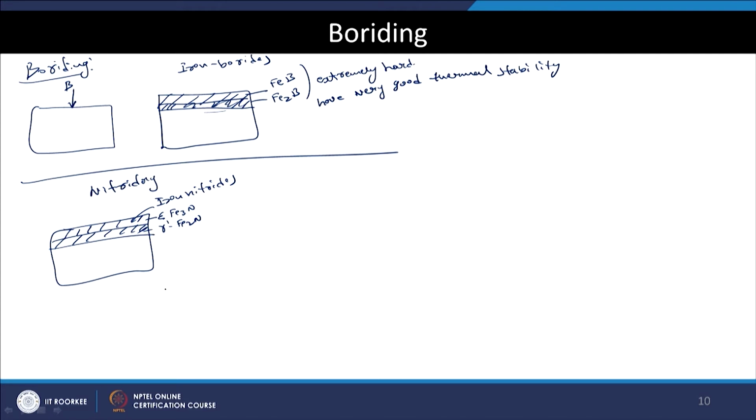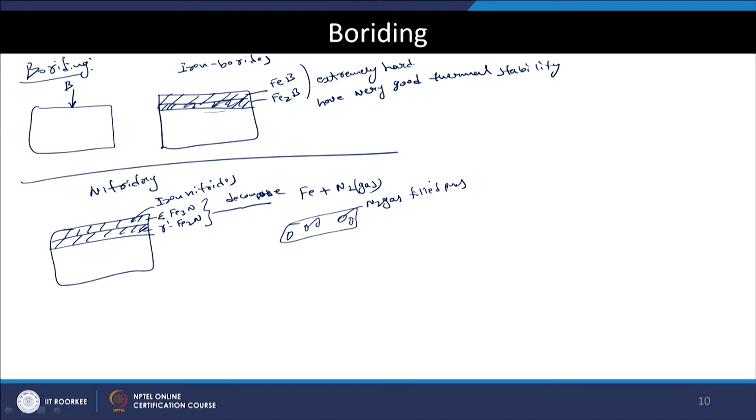The difference is that these iron borides are quite stable, whereas these iron nitrides are metastable. So, if I heat up the iron nitrides, they simply decompose into iron plus N2 gas. Okay. So, you end up with simply a porous material with nitrogen gas filled pores.